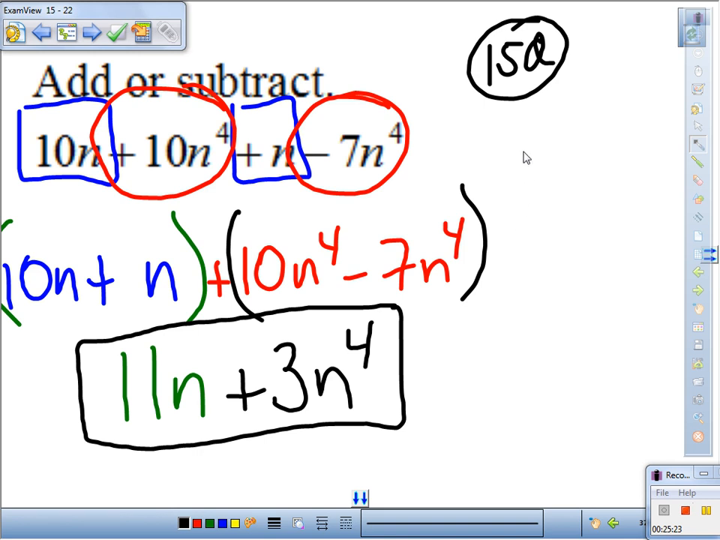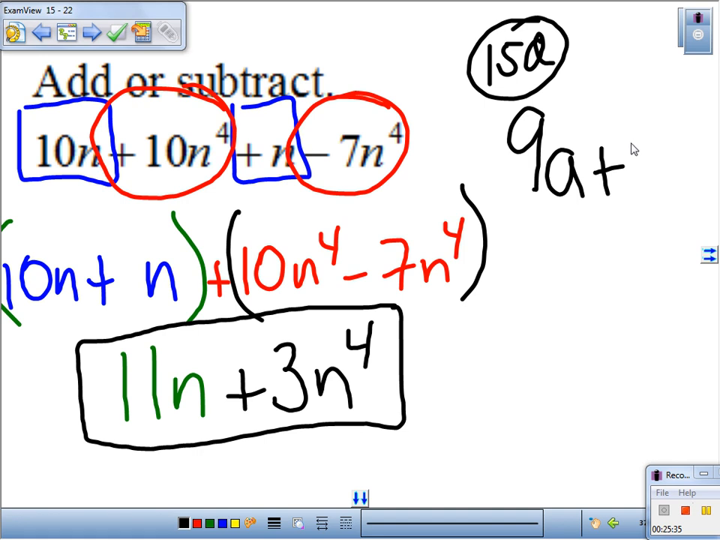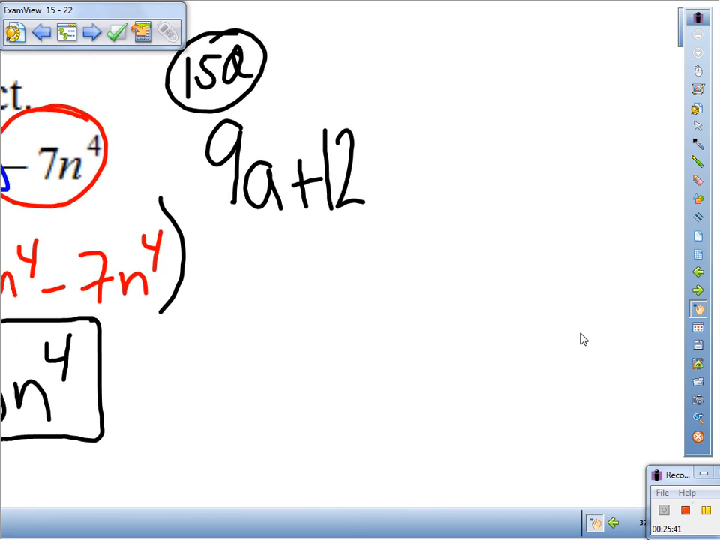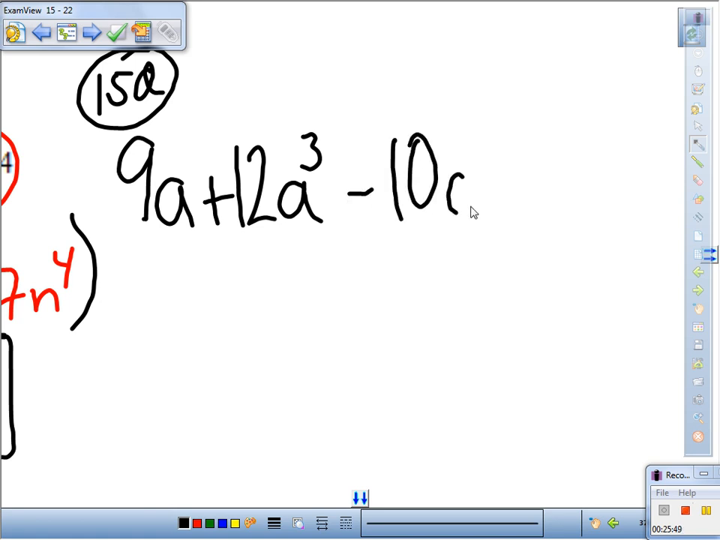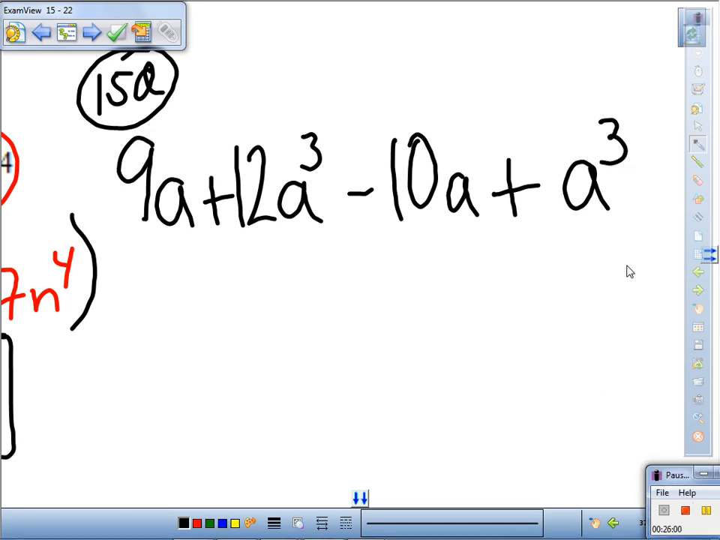Let's do 9A plus 12. Let me move this over. Sorry. 12A to the third minus 10A plus A to the third. Go ahead, do that one by yourself. Go. There it goes.